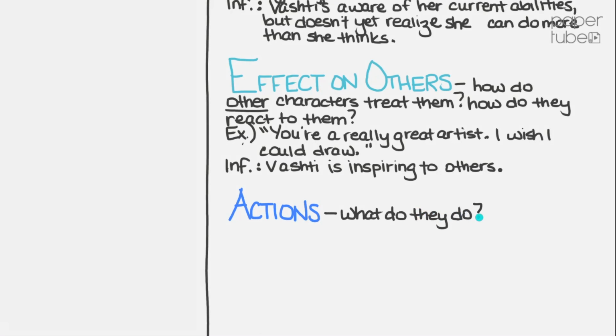The A in STEAL stands for actions. What do they as a character do in the story? Do their actions match up with what they say and think? I chose this quote to demonstrate one of Vashti's actions in this story. It says, "Vashti kept experimenting."